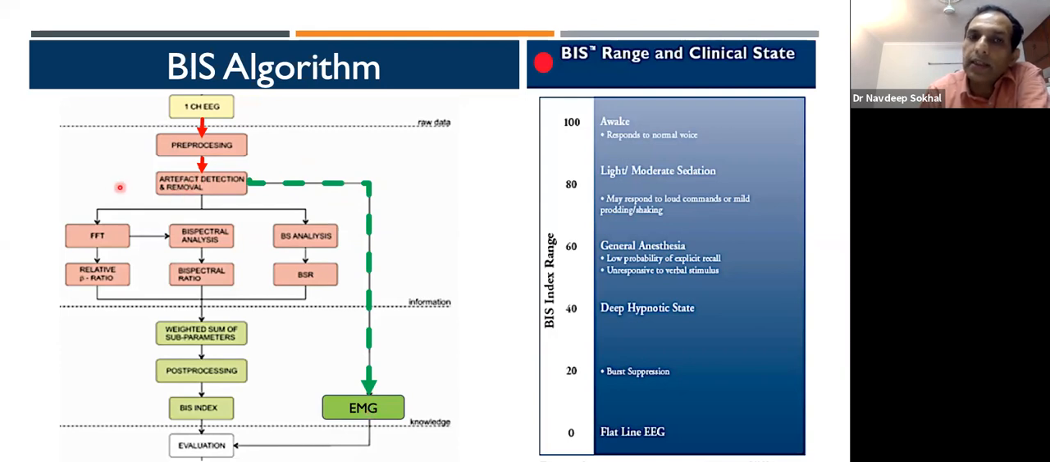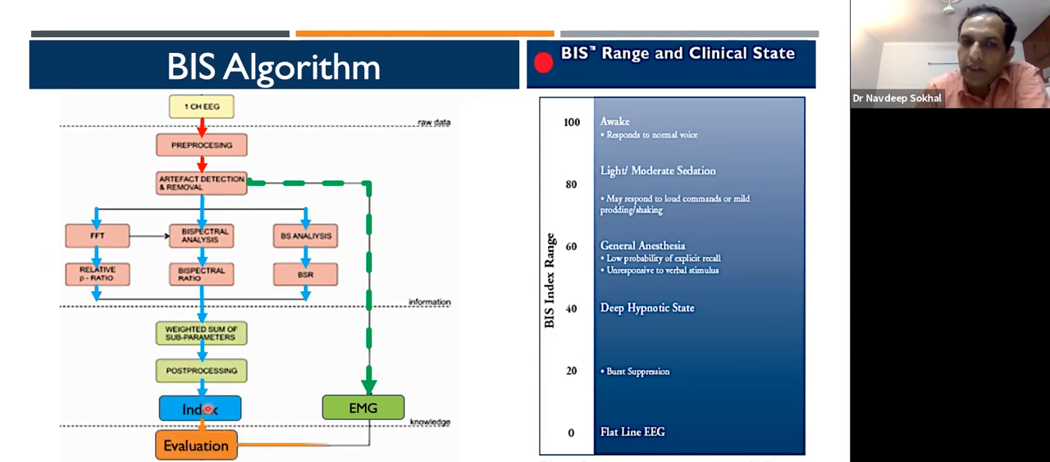Now, those signals which have a frequency of 32 hertz or less will be processed by these methods, that is fast Fourier transformation, bispectral analysis, burst suppression analysis. Okay, and they will generate some relative beta ratio, bispectral ratio, and burst suppression ratio. All these parameters will be taken into account, and after processing, an index number will be generated. This index number is called the BIS index.